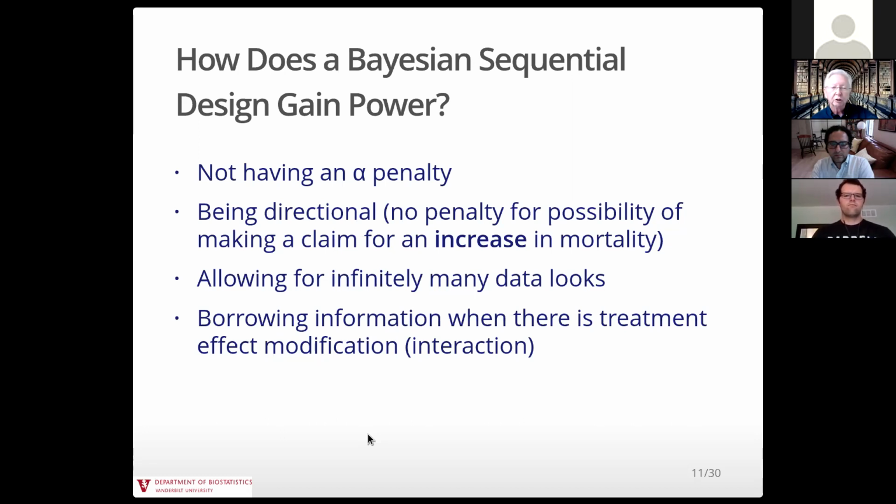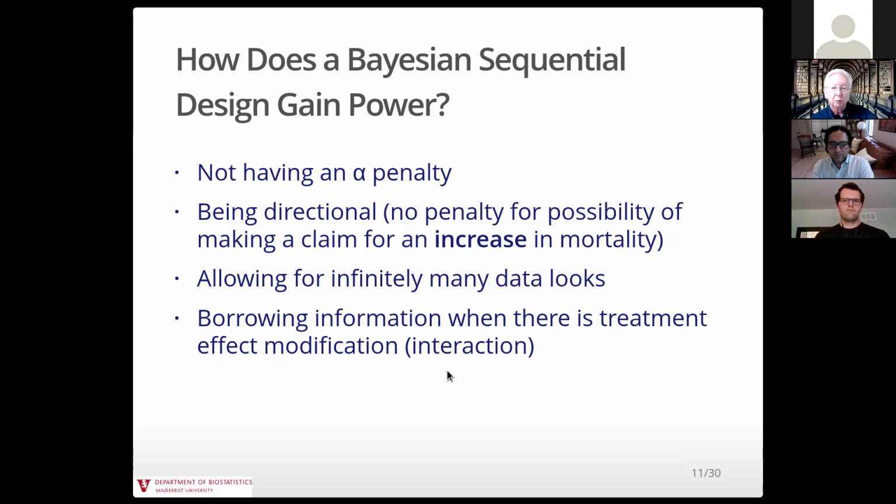It's a multiplicity adjustment, whereas all the Bayesian probabilities we want to calculate, except for a similarity study, would be directional. So we don't care about possibly making a claim for increasing mortality. We're going to calculate the probability that the hazard ratio is less than 1. And being directional, there's an instant power gain. You allow for infinitely many data looks, and then you can borrow information when there's interaction.